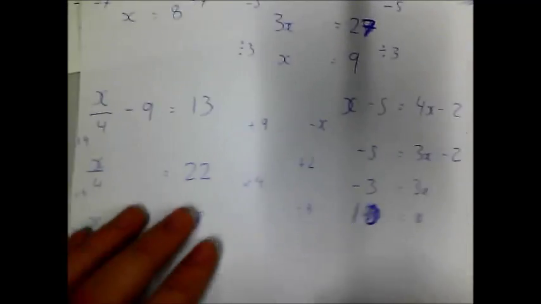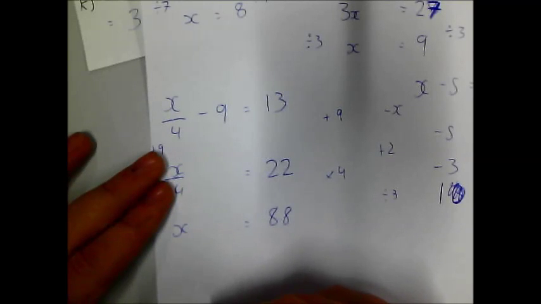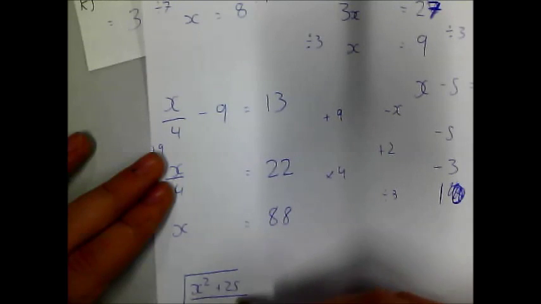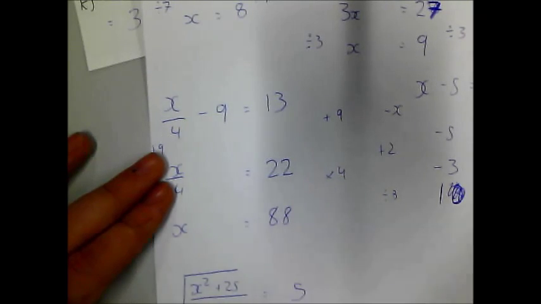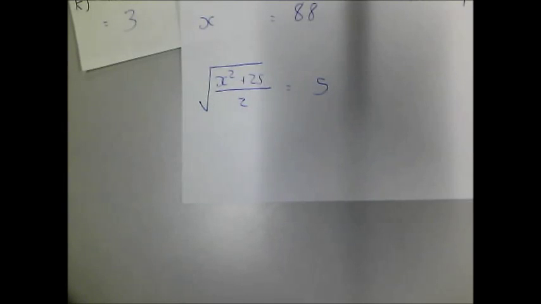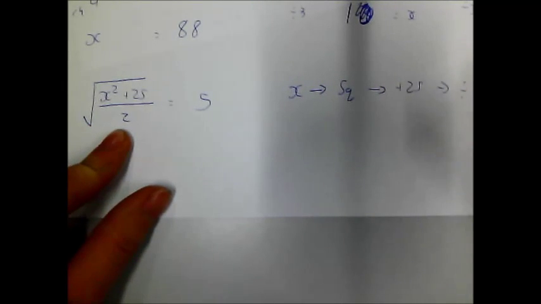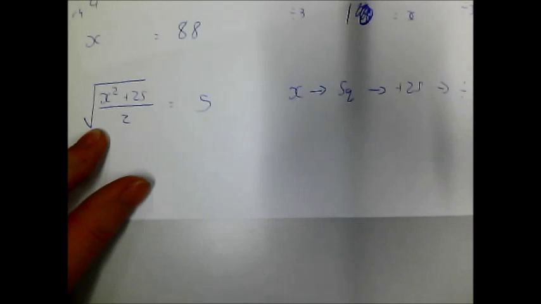Okay, final question. This is very much an extension one, a bit trickier. The square root of x squared plus 25 over 2 equals 5. Now, here is where you might want to consider using a number machine to help you decide on the order. So let's start with x. That's my input. I'm going to square it. I'm then going to add 25. I'm then going to divide by 2. I'm then going to square root it.